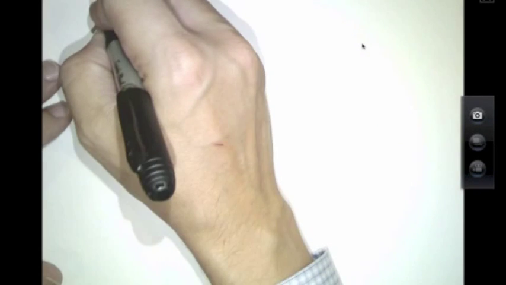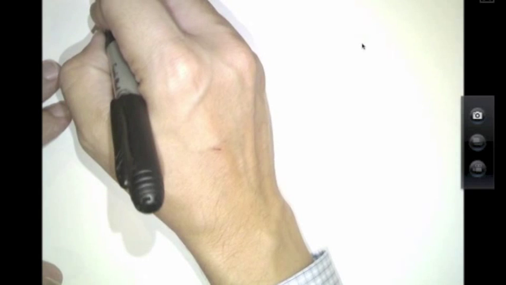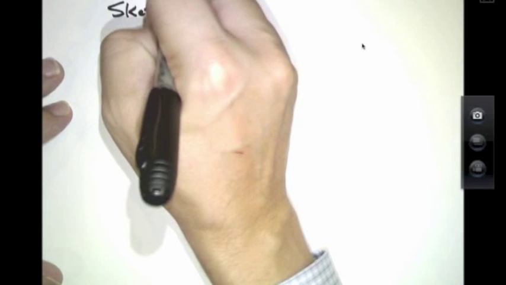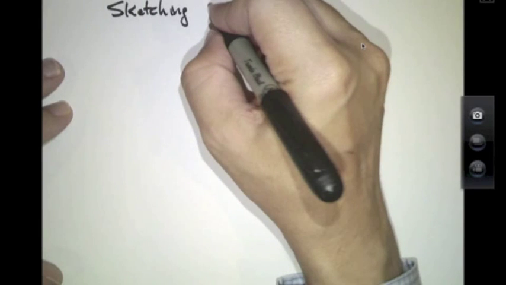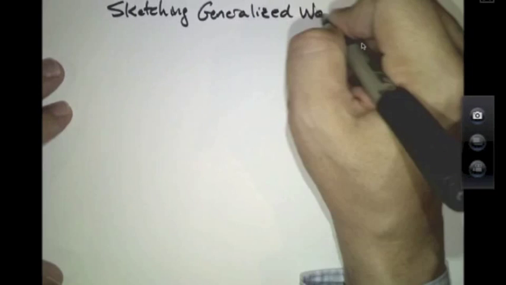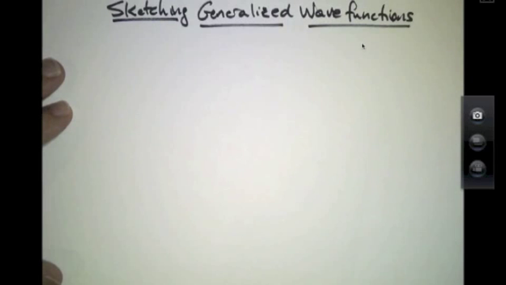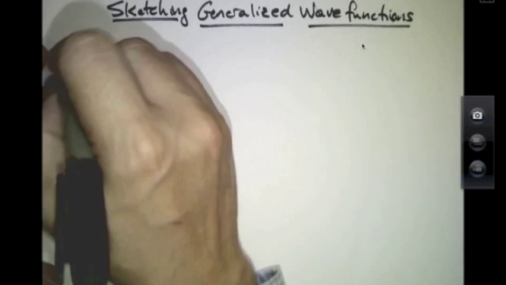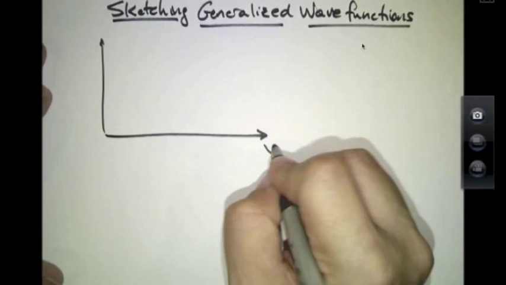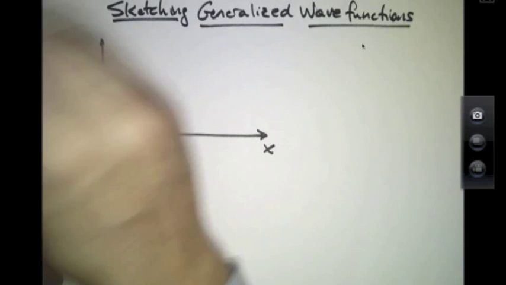I'm going to try to give you some generalized strategies for sketching wave functions in an arbitrary potential. Certainly every problem will be different, but there are some rules of thumb that are helpful to follow. So I'd like us to consider some arbitrary shape in a one-dimensional potential.